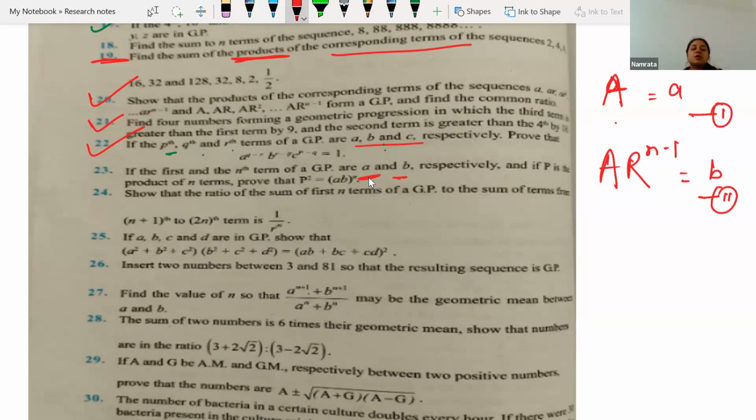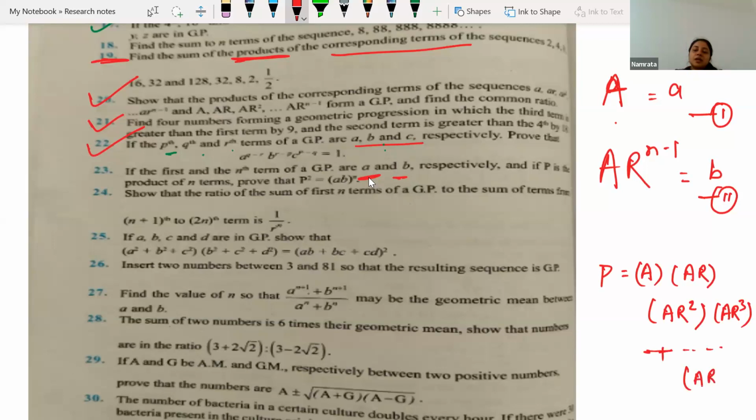And P is the product of n terms. That means P is A, AR, AR square, AR to the power 3, dot dot dot, AR to the power n minus 1. So this is how P is the product of n terms. We have to prove that P square is equals to AB to the power n. Let's check it.